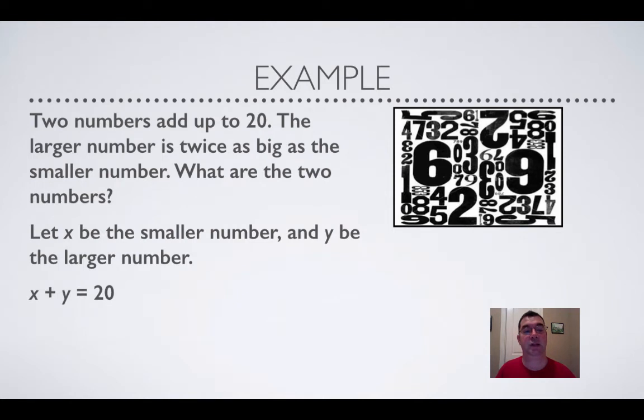And so I know that the two numbers add up to 20, so I'll just say that x plus y equals 20. I also know that the larger number, which I called y, is twice as big as the smaller number, which I called x. So I'm going to say that y equals 2x. And there's my system. I have two equations with two variables, and so I'm ready to solve.